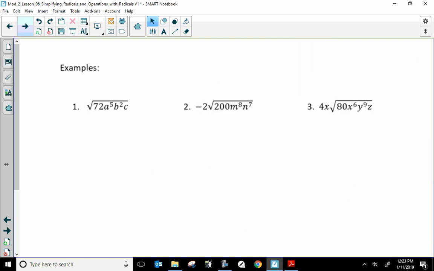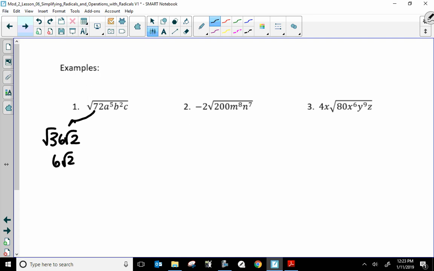Okay? 72. That's 36 times 2. So they're under radicals. That ends up being 6 radical 2. Good. This is a 2. Okay? So I've got a, and I'm going to do 5. I can change it to a fraction here divided by 2. 2 goes into 5 twice. So 2 comes out with a remainder of 1. So 1 remains in. You can do this quickly.